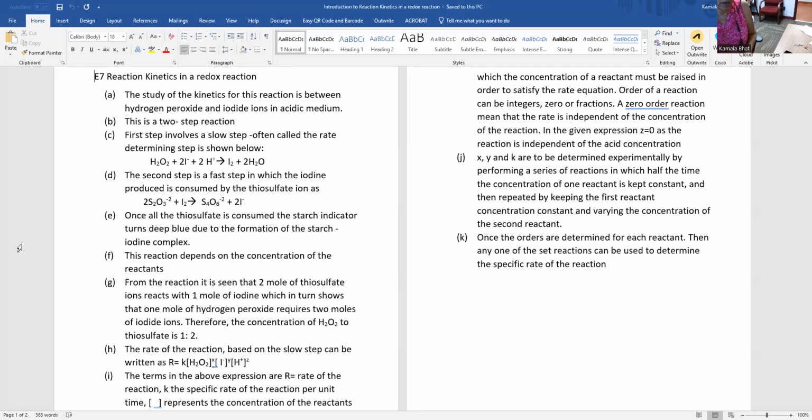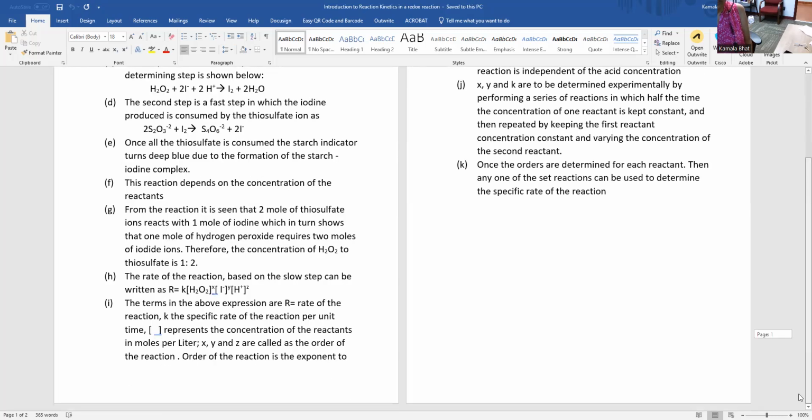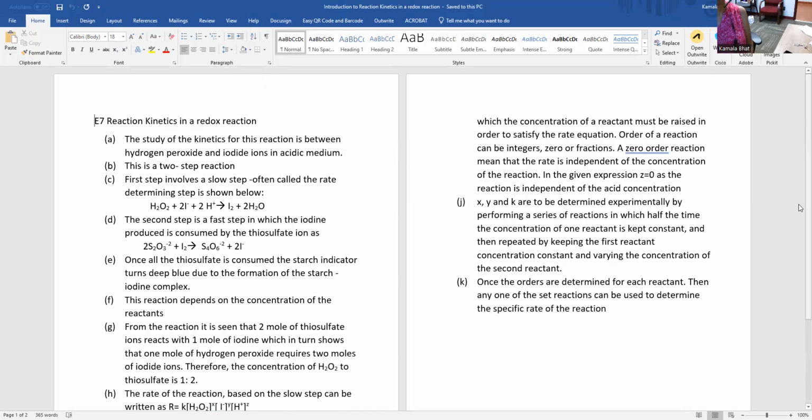R in the reaction expression stands for the rate of the reaction. K stands for the specific rate of the reaction, in which per unit time, the moles of each reactant changes. The square parenthesis indicates the molarity or the concentration in moles per liter. Then X, Y, and Z are called the order of the reaction. The order of the reaction is the exponent to which each of the concentrations of the reactants is raised in order to satisfy the rate equation.